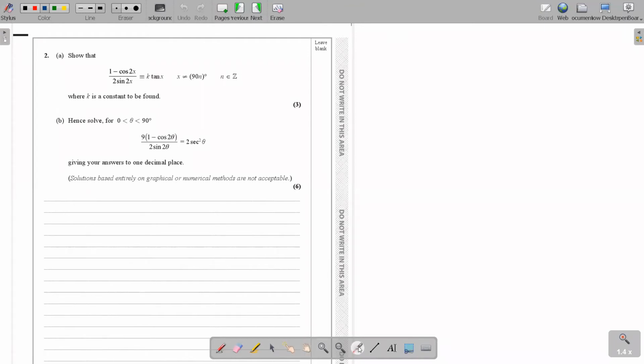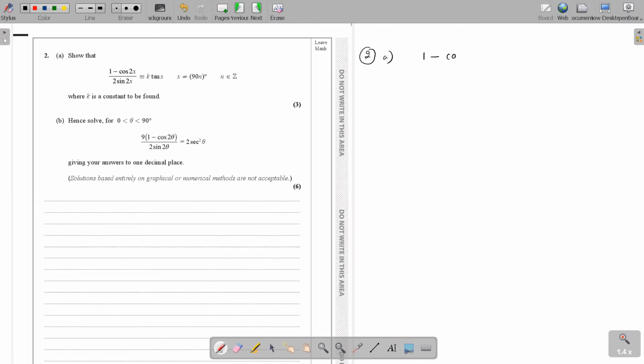Okay, moving on to question number 2. Show that (1 minus cos 2x) over (2 sin 2x) is equivalent to k tan x. So it's an identity sign, isn't it? That means you need to take one side. I think it's best to take the left-hand side here, simplify, and try to get the right-hand side. So let's start. Question number 2, part A.